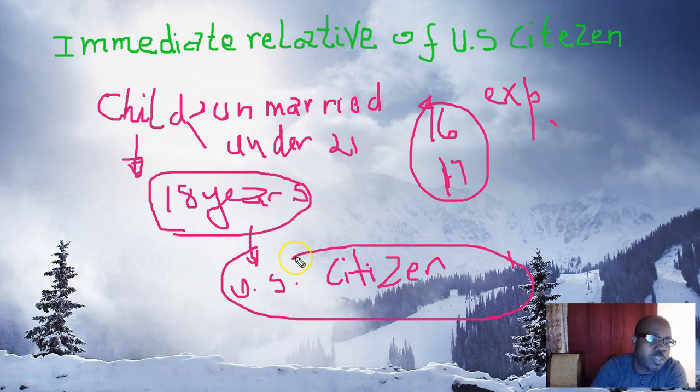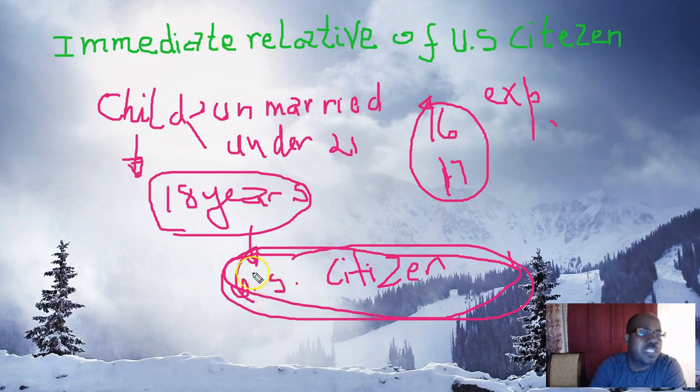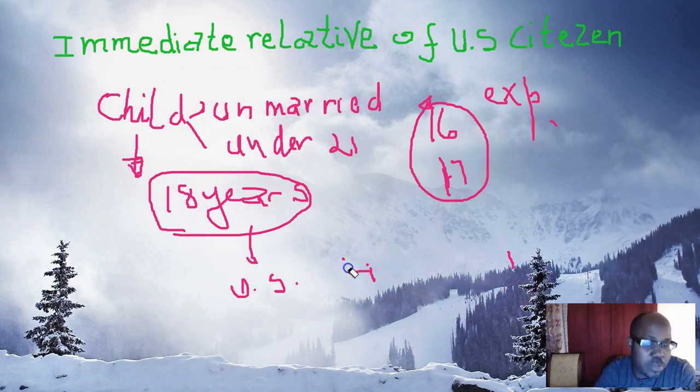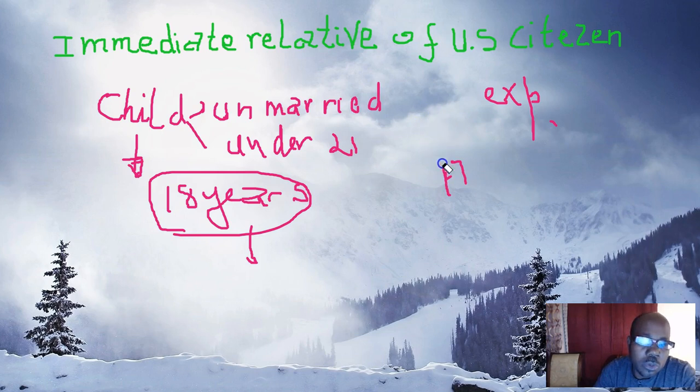So that's a good advantage. There are two cases of immediate relative, but this is really good: when you bring your child under 18 years old, the child automatically becomes a US citizen. I'm talking about US citizen, not permanent resident. So that's really a great benefit.